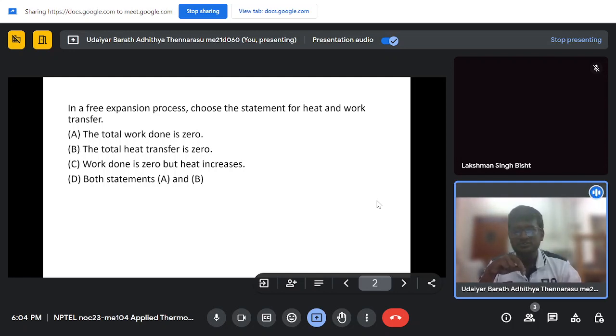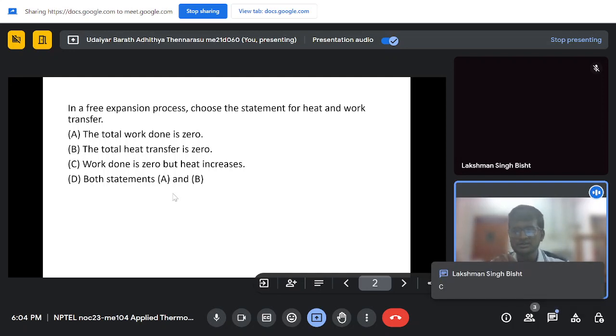So we have a free expansion process. In free expansion, there is no restriction to the process. If you have a vacuum and you burst a balloon inside the vacuum, that is an example of a free expansion process. In that case, what will happen to heat and work transfer? The options are: the total work done is 0; the total heat transfer is 0; work done is 0 but heat increases, meaning heat is transferred to the gas; and statements A and B are both correct.